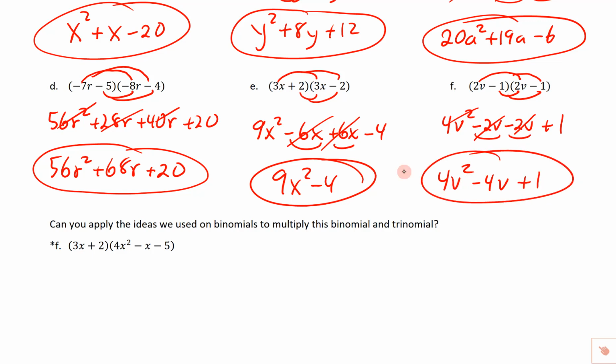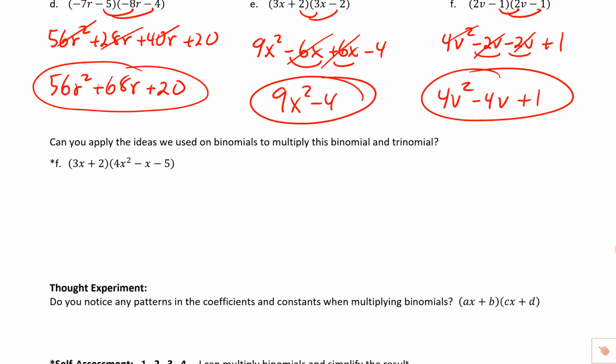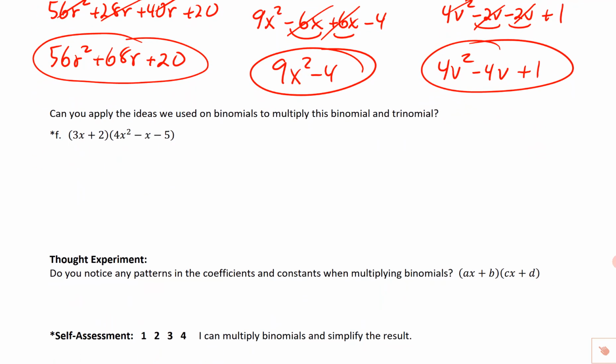Now, that takes care of the bulk of the type of problem that you're going to see. You're not going to see anything more difficult than that. But I do want you to take a look at example F right here. Could we apply those same ideas when we're multiplying a binomial and a trinomial together? So we've got a binomial, we've got 2 terms here. A trinomial, we've got 3 terms here. Could we apply the same ideas? So let's take a look.